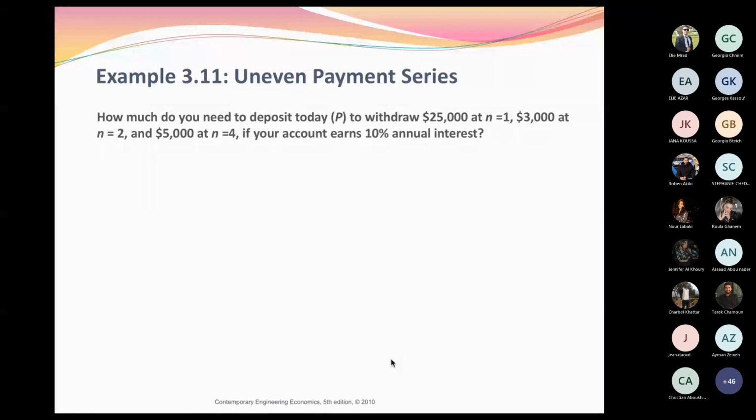How much do you need to deposit today to withdraw $25,000 end of year 1, 3,000 at 2, and 5,000 at 4. Your account earns 10% interest annually.